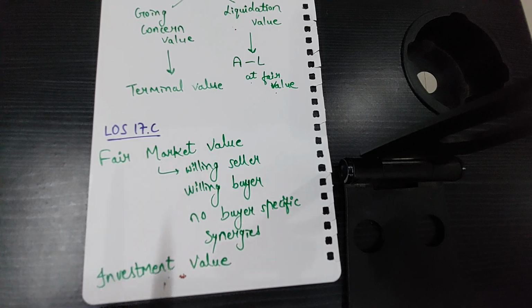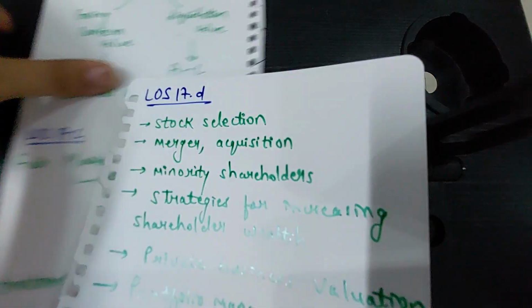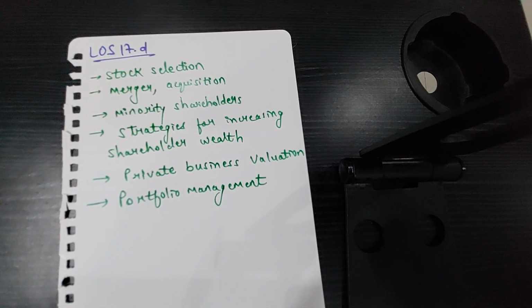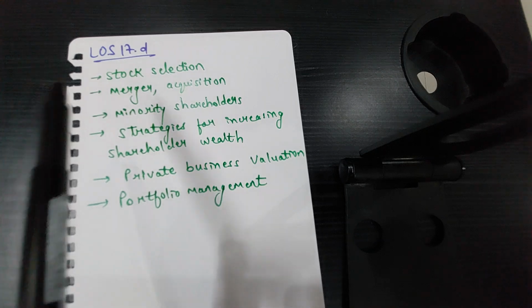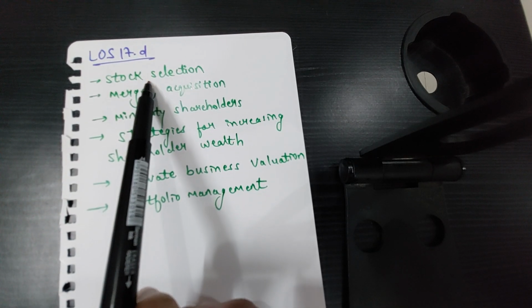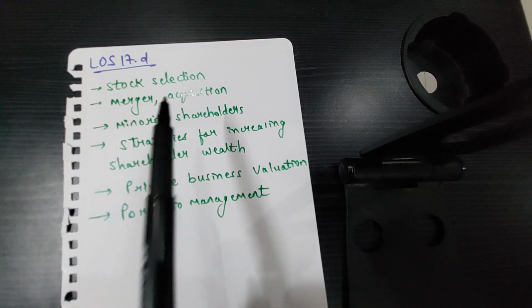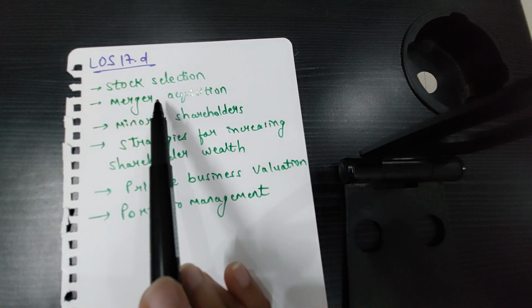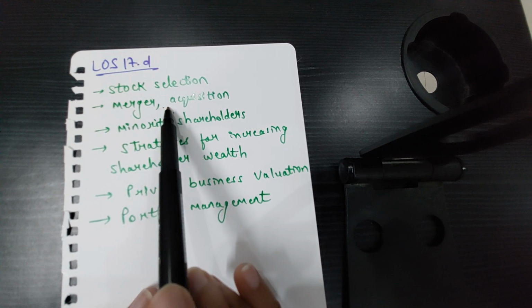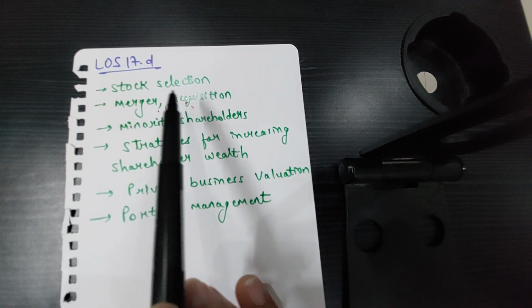Now we come on to LOS 17D. Sorry. Describe applications of equity valuation. So when you value the equity, there are different applications. For example, stock selection, which stock to buy, which stock not to buy. This we do at an individual level as well. Then mergers and acquisition. While there is merger happening, acquisition happening, at that time also you need equity valuation. You need to find out the value of the asset, the company.